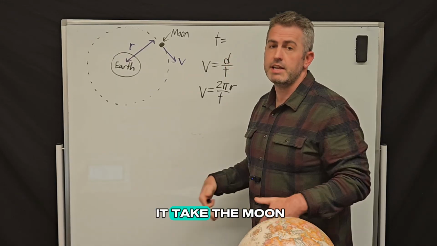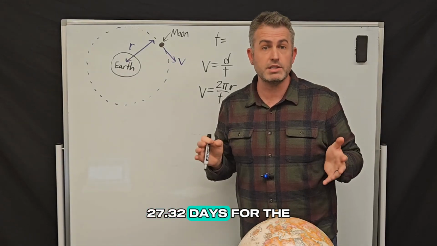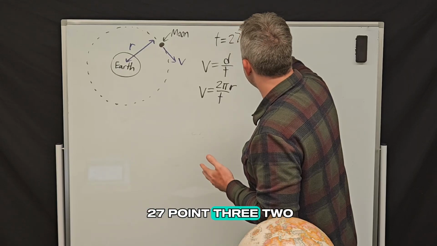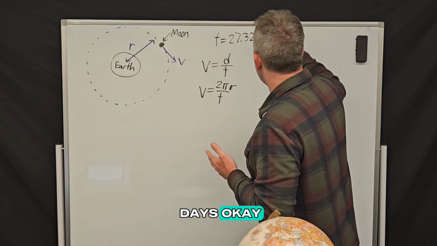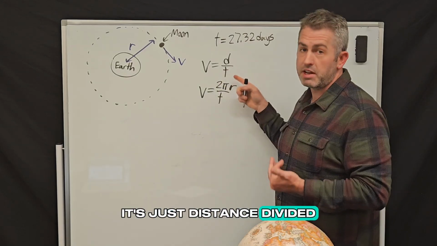How many days does it take the moon to go around the Earth? It only takes 27.32 days for the moon to go around the Earth once. So this time is 27.32 days, okay? And so remember, to calculate a velocity, it's just distance divided by time.